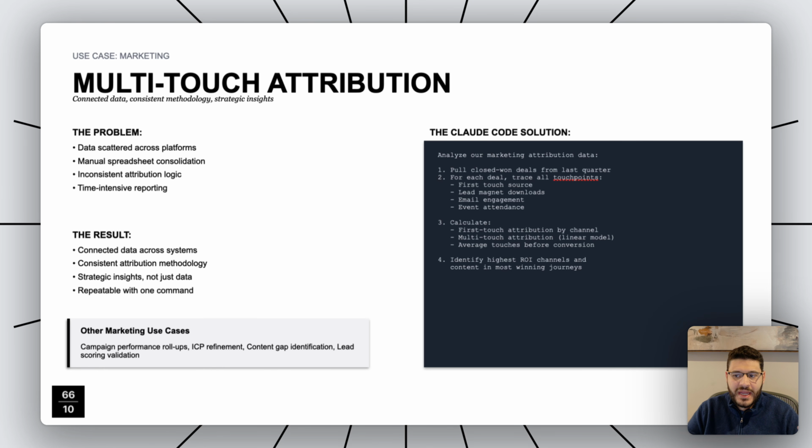So when you create an AI agent or a package that can do multi-touchpoint attribution analysis, you're going to get connected data across systems. You're going to be able to form a consistent attribution methodology. You're going to be able to get strategic insights, not just data, and repeatable with one command. Once again, another example here: pull the closed won deals from the last quarter. For each deal, trace all the touch points, calculate all these different values, and then identify the highest ROI channels and content in most winning journeys.